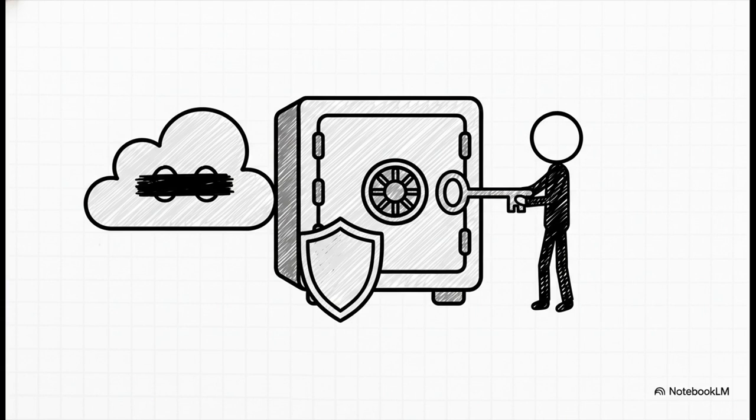And that promise? It's a huge deal. The analogy they use is a digital safe deposit box. The bank, that's your cloud provider, gives you the box, but they literally don't have a key. It's supposed to be the ultimate form of privacy, right? Your stuff is safe, period.